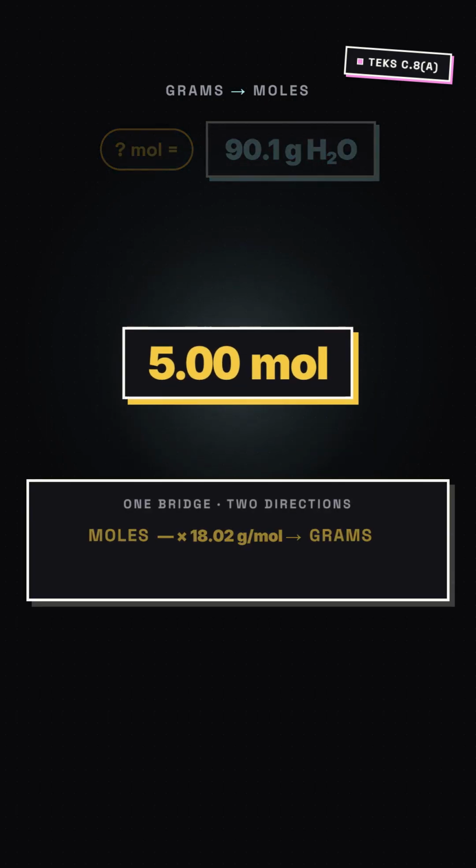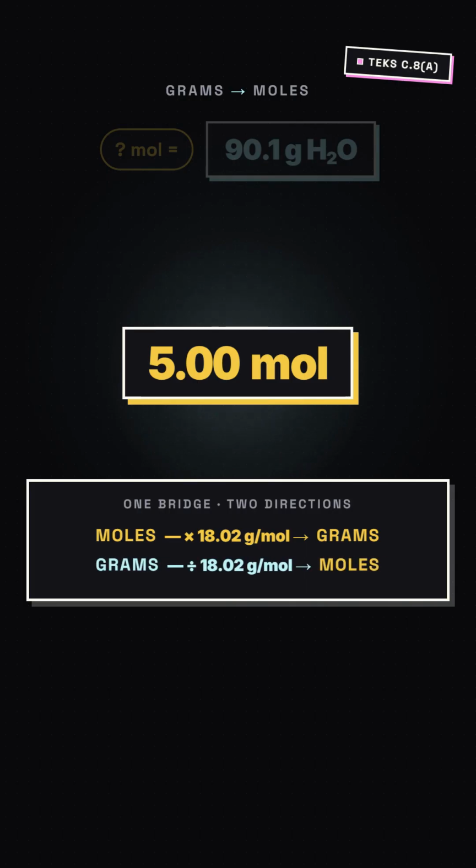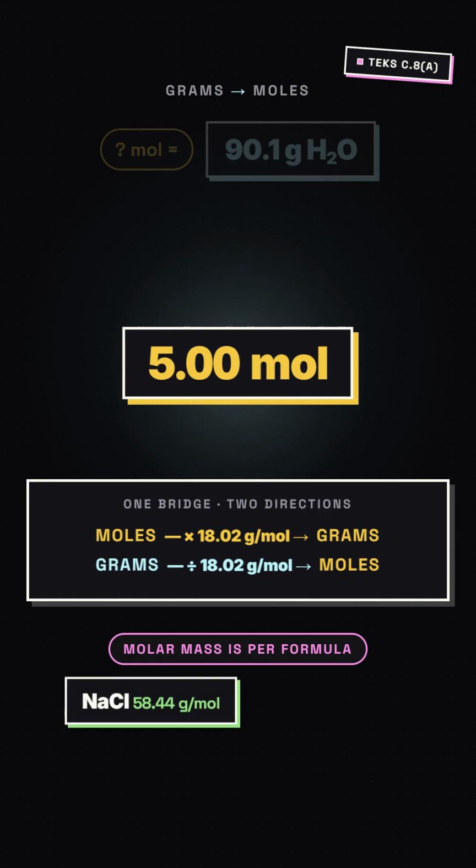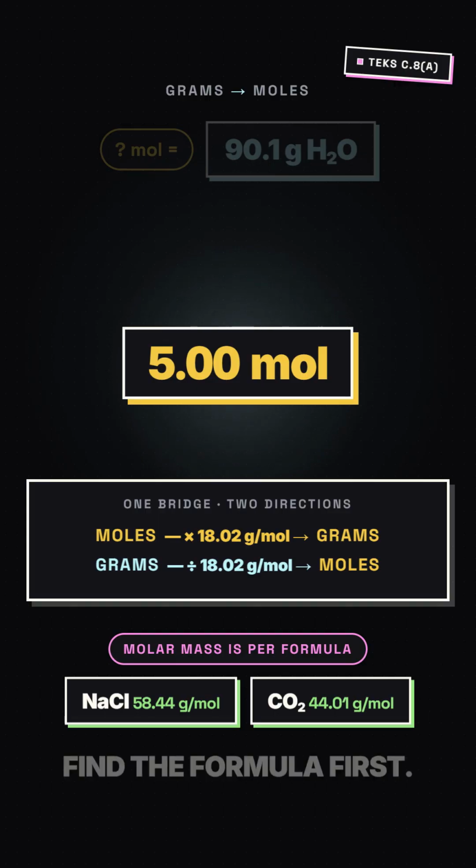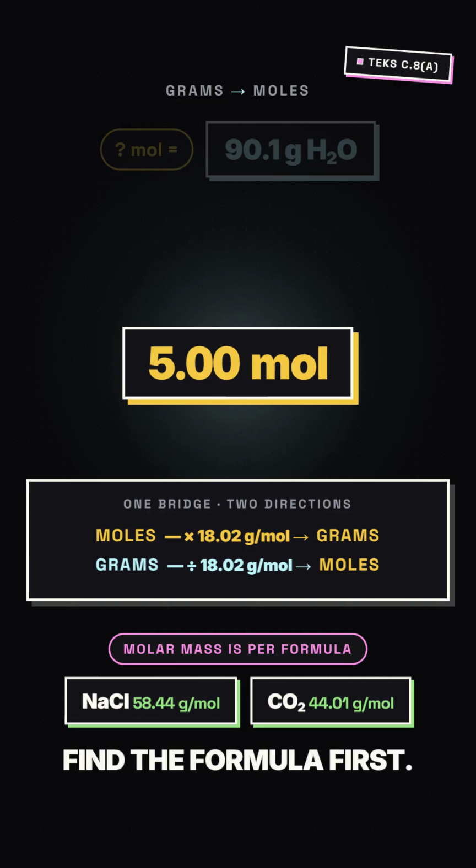1 bridge, 2 directions. Moles to grams, multiply. Grams to moles, divide. And the molar mass changes with the formula. Salt is 58.44, carbon dioxide is 44.01. Find the formula first, then build the bridge.